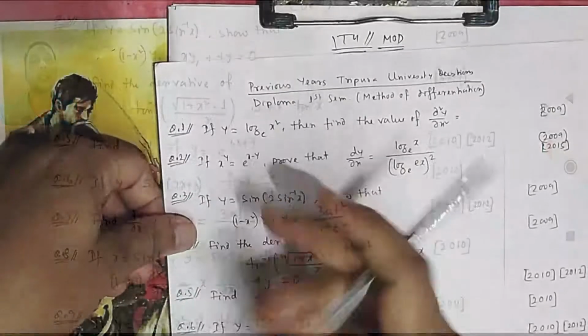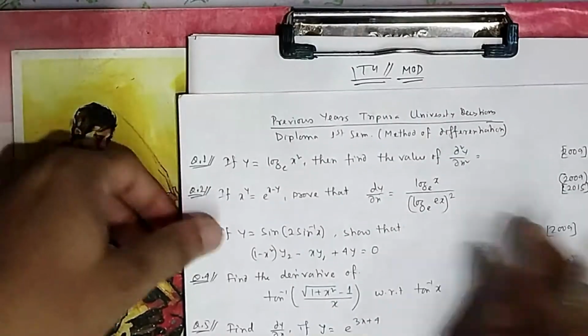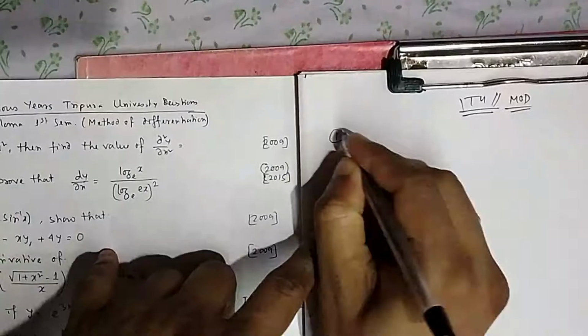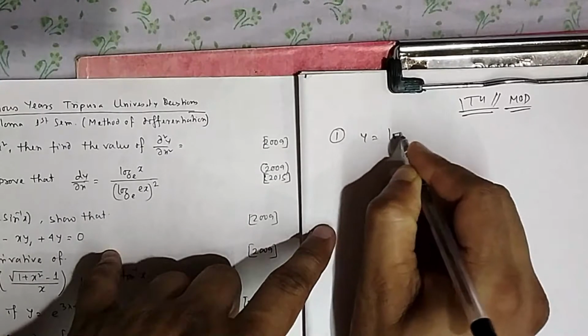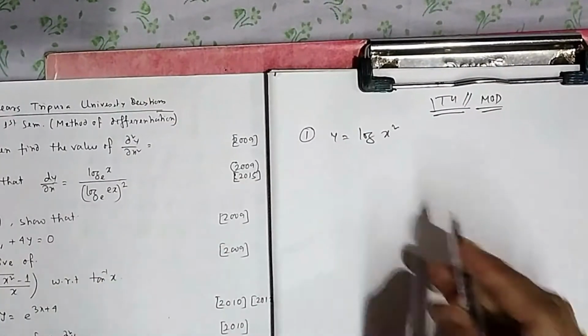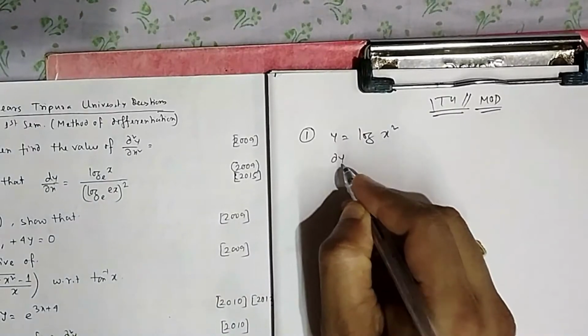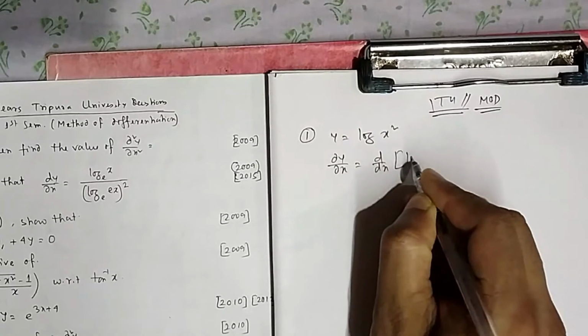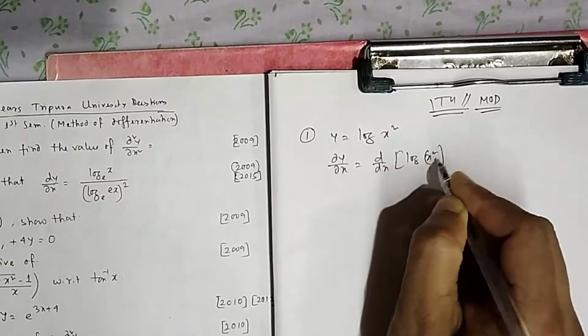In question number 1, what is asked: if y is equal to this, then find the value of the second derivative, d square y by dx square. So you have to do differentiation 2 times. The first question: y is equal to log x square. I am not writing the base; if I am not writing the base, then you think that it is e. So if you take dy/dx, it is d/dx of, for the first one I am writing step by step so that you understand this one, x square.